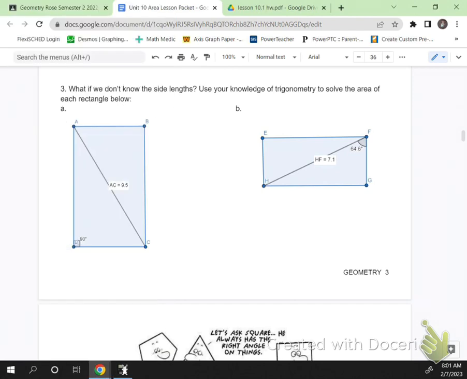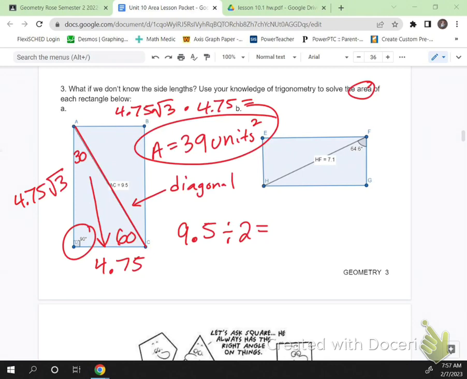Let's try B. In B, we're given the diagonal. We're given an angle. But I need to find the length and the width. The length and the width to find the area. I want you to turn and talk with your partner. I'll give you a hint. You're going to use a trig ratio. Which one should you set up? Turn and talk with your partner.